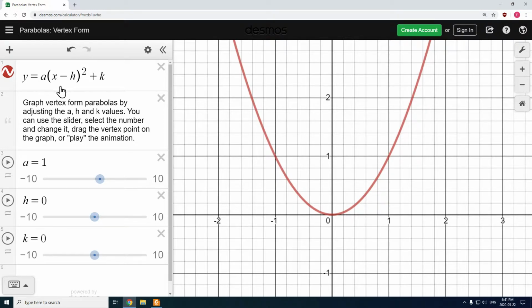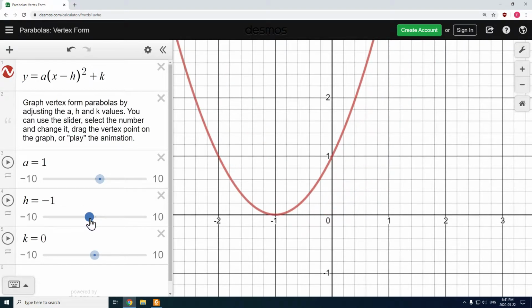Or if my brackets said x plus 1, it would actually be translating to the left by 1. Right, let's look at that for a second. If I made h -1, I would have x minus -1, x plus 1, and that made it go to the left. So whatever's in the bracket, it's always opposite to that. Same as factored form. So the nice thing is that matches up, right?